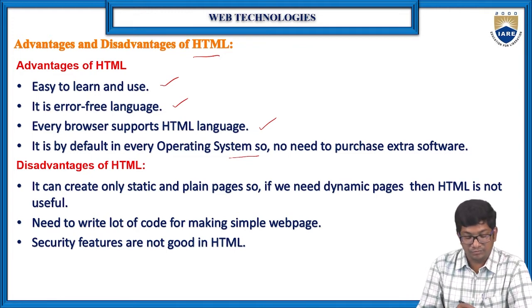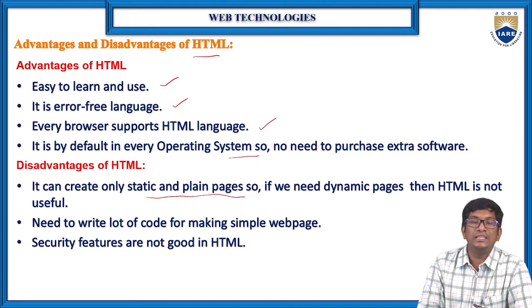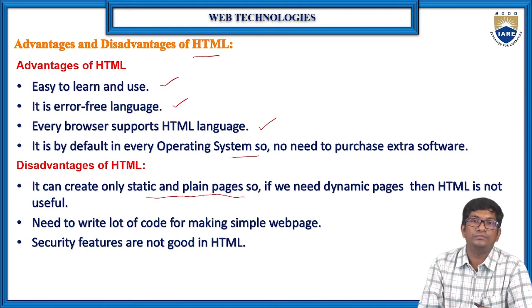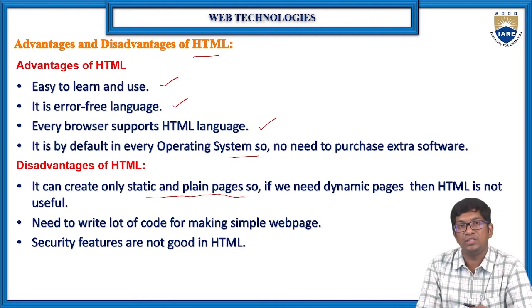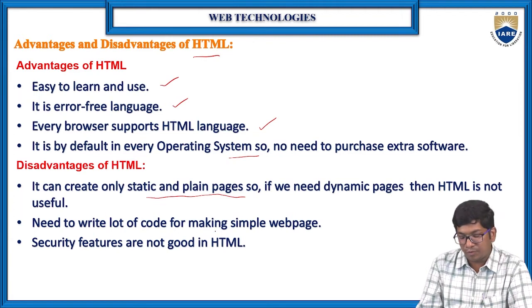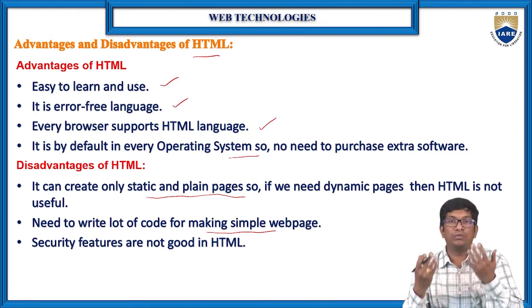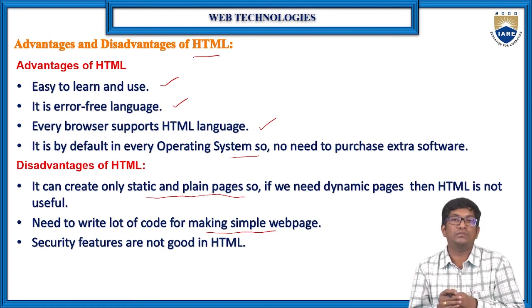Disadvantages of HTML. It can create only static and plain pages. If you want to create dynamic web pages, then you have to add other technologies, for example JavaScript, to validate your web page or to interact with it. So by using HTML alone, we can create only static web pages. It also needs a lot of code for making a simple web page. For creating a small web page, you have to write many steps.